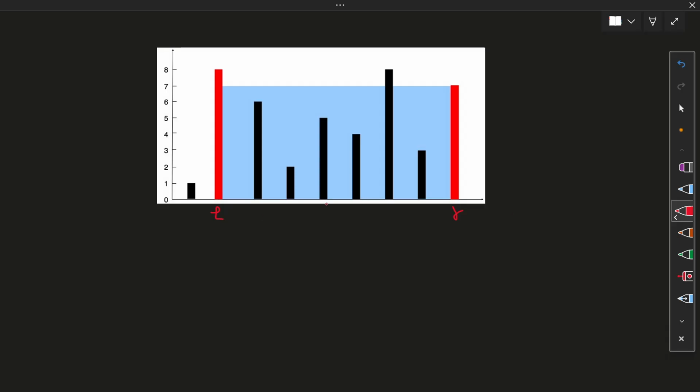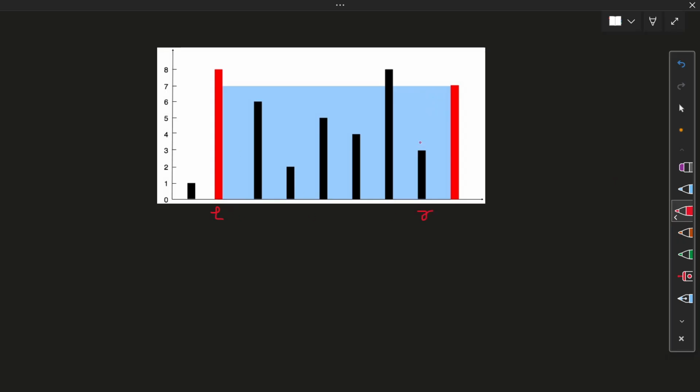Then L is here, R is here. How much water can we store? The minimum height is 7, meaning the Rth value, and the width is 1, 2, 3, 4, 5, 6, 7. So the answer will be 7 multiplied by 7, which is 49. As our R is smaller, we will decrement our R.